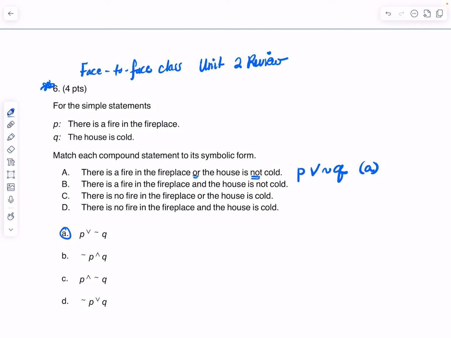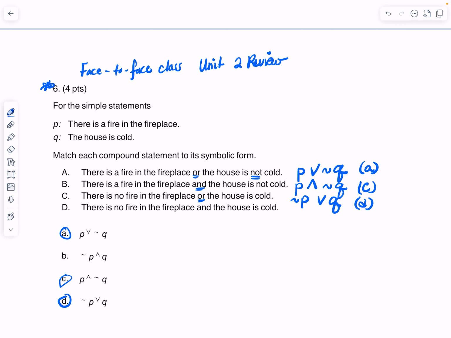So the answer to this first one is lowercase a. For B, there is a fire in the fireplace, so that is P. And the house is not cold, so I do the and symbol. The house is not cold is negation Q. Okay, so I need that, which looks like it is answer C. For C, there is no fire in the fireplace, so that is going to be negation P, or the house is cold, which is Q. So that answer is going to look like D.